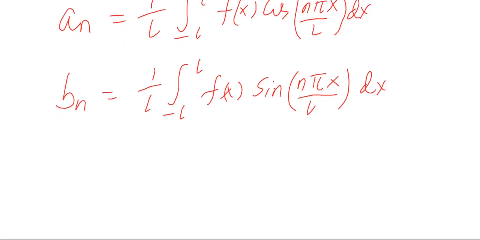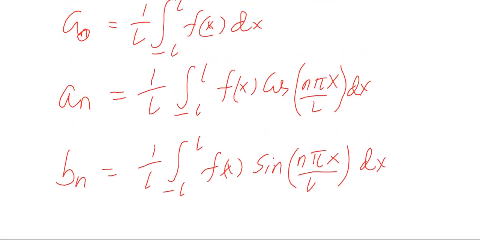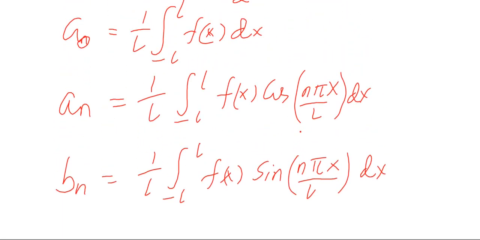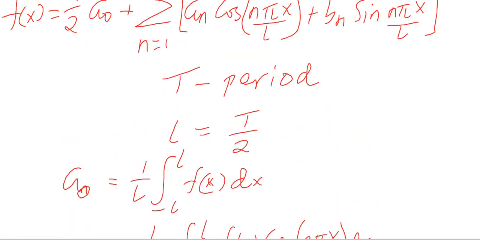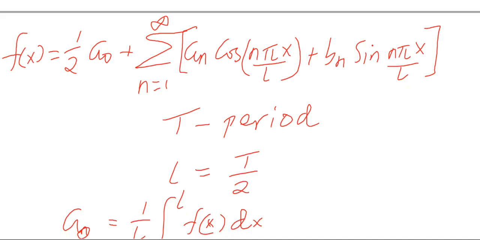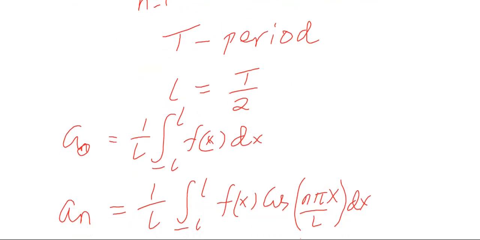So now you are given a function. You are told to express it as a Fourier series, to represent the function in a Fourier series. You simply need to find the values of the constants a naught, an, and bn. Once you find the values of these constants, you'll come back and substitute in this series. You substitute the value of a naught, the value of an, and the value of bn.